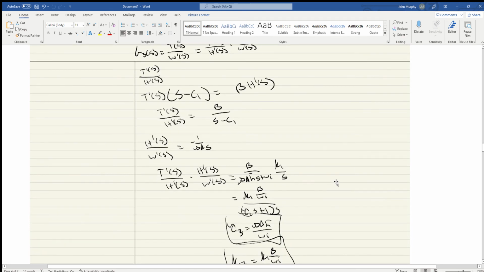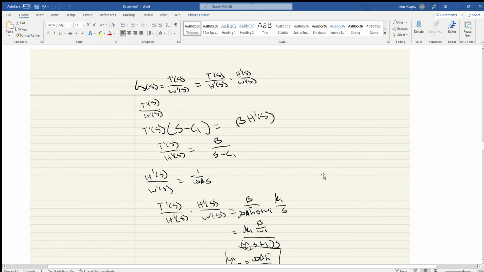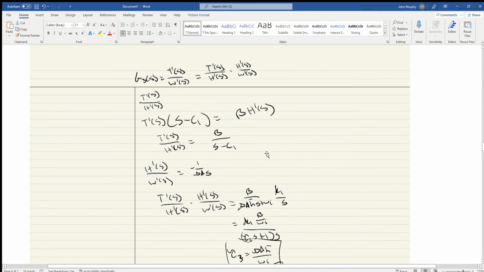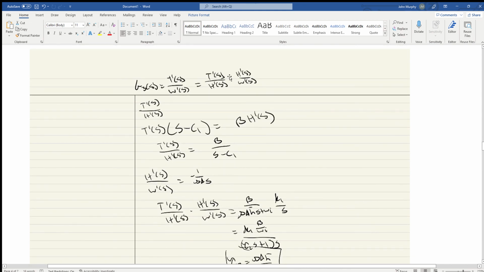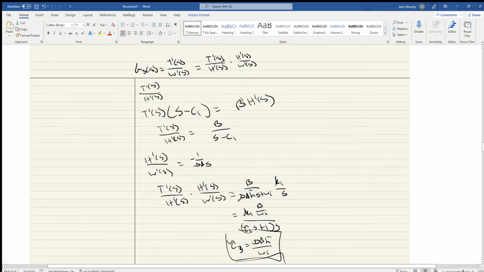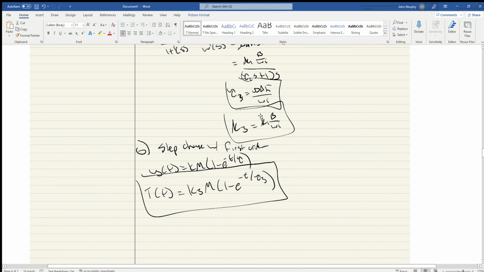Moving on, you have the third transfer function, which is more complicated. You're going to solve again, but the main important part is you're going to multiply T prime of s over H prime of s times H prime of s over W prime of s from the previous part. And yes, here's the rest of the stuff.